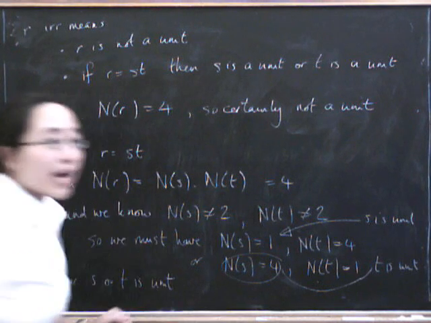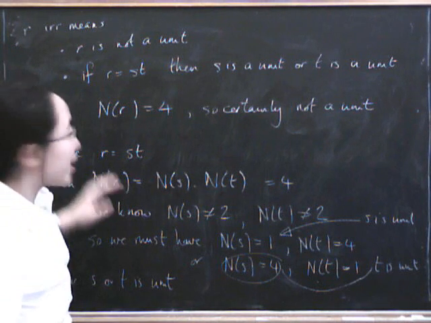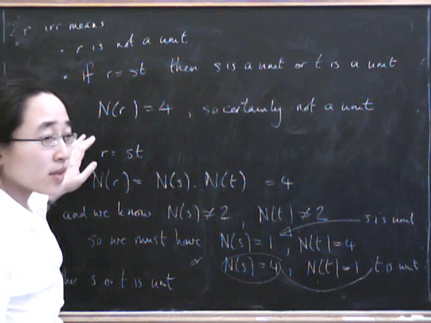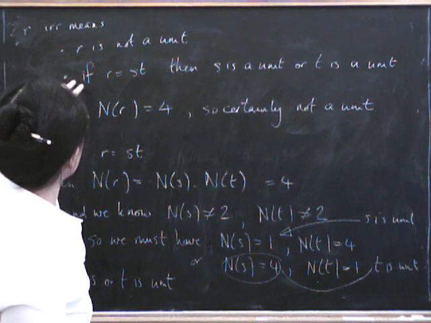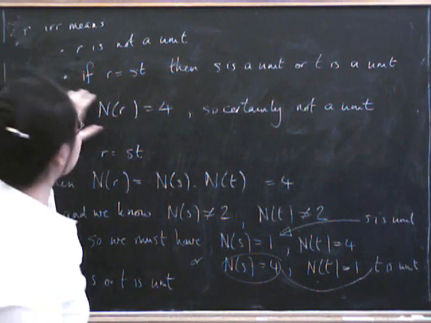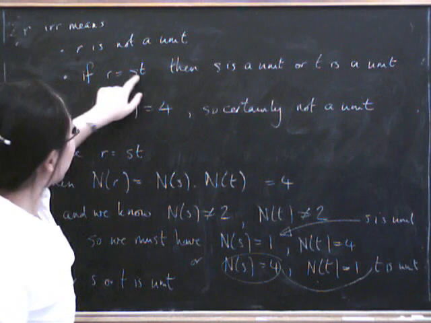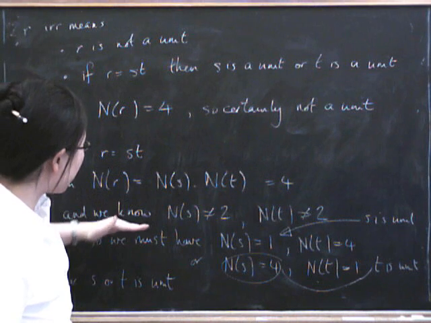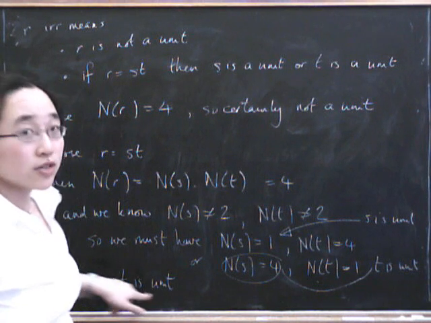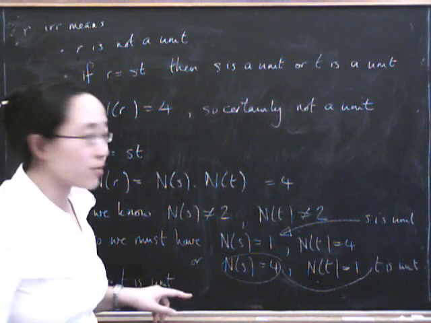So look again at how this went. Oh, there goes the timer, which means I've only got 30 seconds left to speak. So we said if R equals ST, then we worked our way through all this and showed that either S or T is a unit. And that's what you have to do to show that something is irreducible.